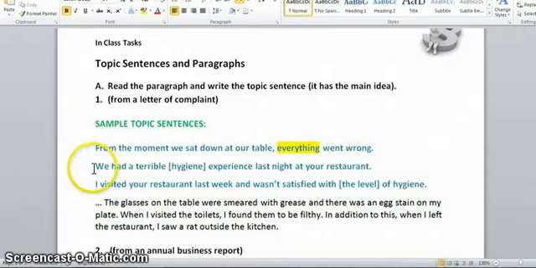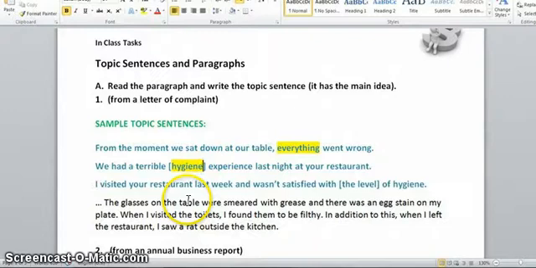The first version was, we had a terrible experience last night at your restaurant. And this is a very similar kind of sentence to the first one. And then after reading the paragraph, the word hygiene was added. We had a terrible hygiene experience last night at your restaurant. While it encompasses the idea, it's not really good English. We don't really talk about hygiene experiences. Let's look at the next one.